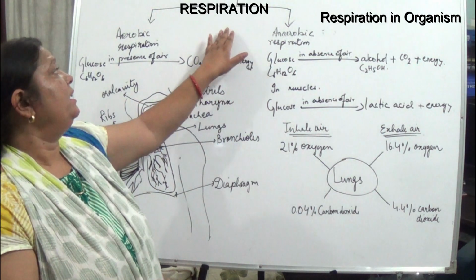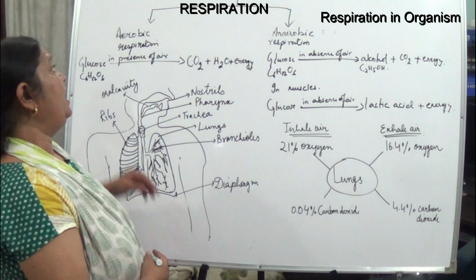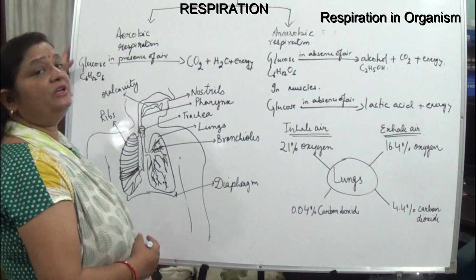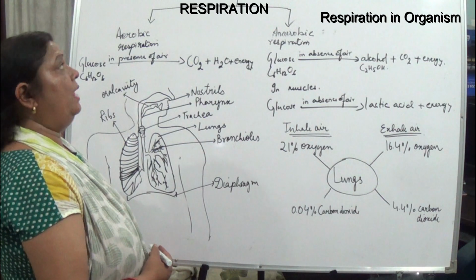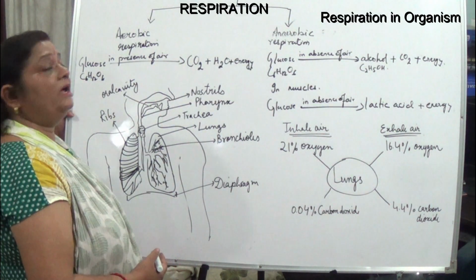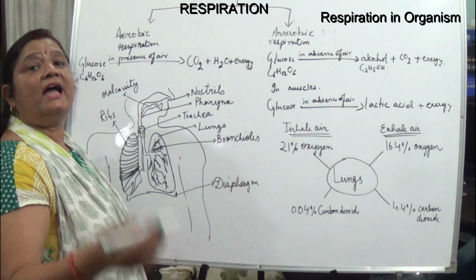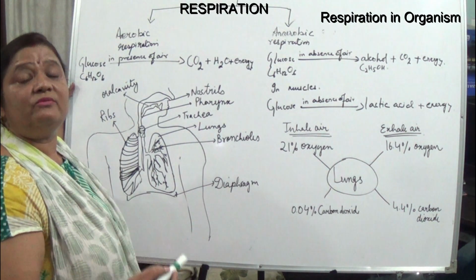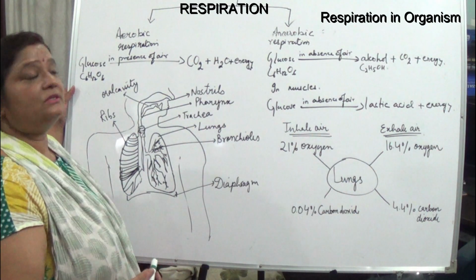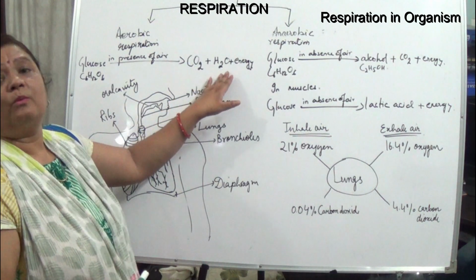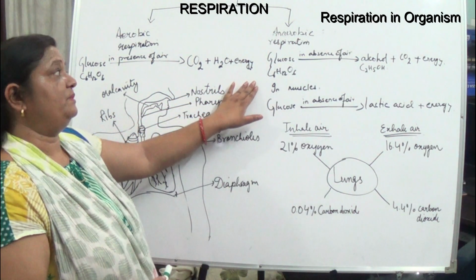Okay, this respiration is of two types: aerobic respiration and anaerobic respiration. Aerobic respiration means what? In this, oxygen is present. In the presence of air, when we respire, it is known as aerobic respiration. Glucose is the digested food which is present in our cells. In the presence of air, this glucose is broken down into carbon dioxide, water and energy.